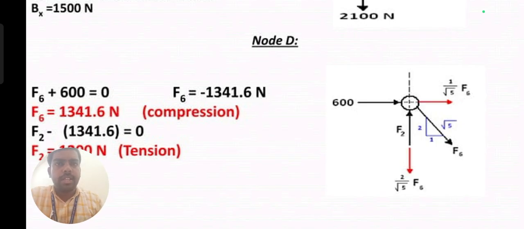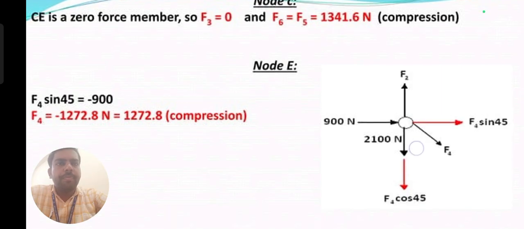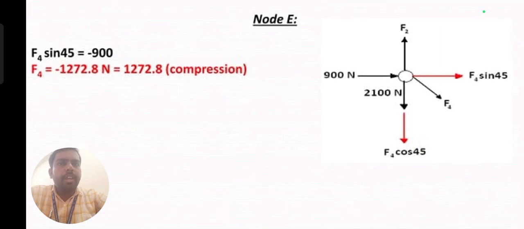In that situation the 600 should be coming to the right side, F6 equal to 1346.6 newtons, and based on that equilibrium equation, F2 should be acting on that scenario, and it should be C equal to 0 force member, F3 equal to 0. Then F6 and F5 are compression forces only, that should be acting as 1341.6 newtons.